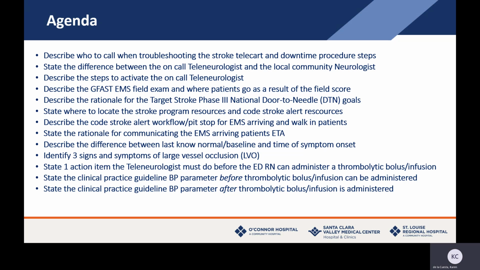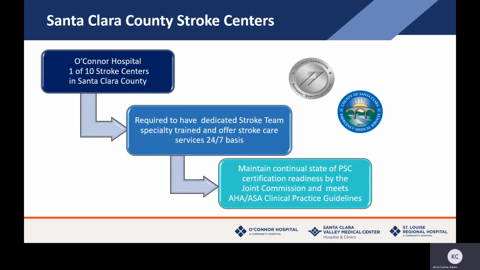I'll ask you to identify 3 signs and symptoms of large vessel occlusion. State 1 action item the teleneurologist must do, which is in your protocol, before you could administer the thrombolytic bolus and infusion for that ischemic stroke patient. Also, you'll need to pay attention to the clinical practice guideline blood pressure parameter. What is that blood pressure parameter requirement before you're able to administer your thrombolytic bolus and infusion? And where are we required to keep the blood pressure parameter based on the guidelines post-thrombolytic alteplase bolus and infusion? So with that, let's get started.